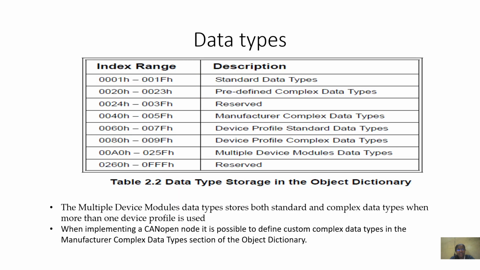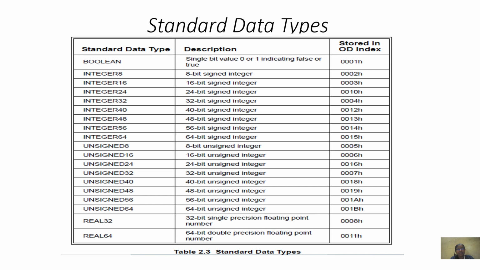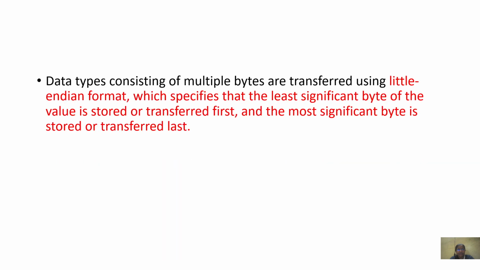Again in the standard data types, 0001 to 001F, it is classified further. 0001 is boolean type. 0010 means 24-bit signed integer. Like that it is again classified. Data types consisting of multiple bytes are transferred using little endian format, which specifies that the least significant byte of the value is stored or transferred first, and the most significant byte is stored or transferred last. So it's in the little endian format.